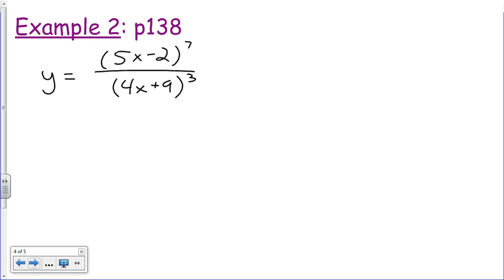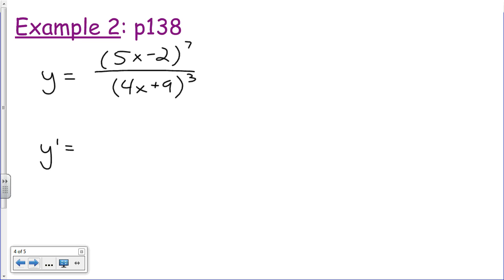So again, the first thing you got to recognize is that you've got a quotient of two functions. The numerator is the function 5x minus 2 to the 7th, which happens to be a composite function. The same is true about the denominator. It's a composite function. But the overall, I'm looking at a quotient of those two functions. That's what leads me to use the quotient rule.